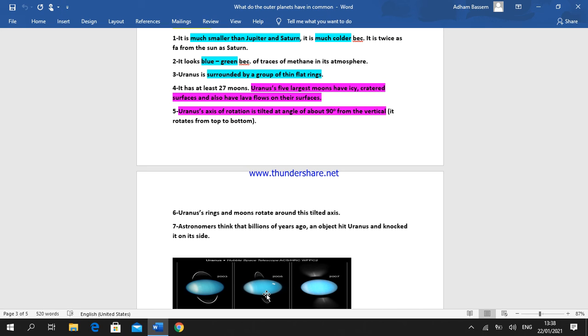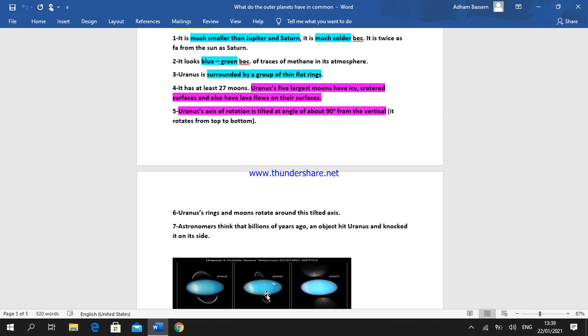Uranus' 5 largest moons have icy cratered surfaces, and also have lava flow on their surfaces. Again, Uranus has at least 27 moons. The 5 largest moons have icy cratered surfaces and also have lava flow on their surfaces.